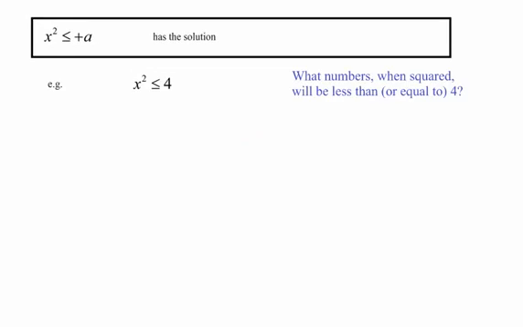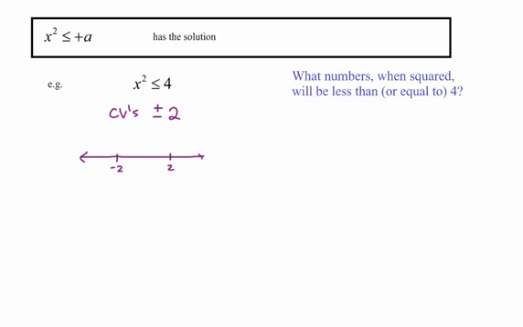Okay, let's look at the next one. Same idea. What are our critical values? Square root both sides: plus or minus 2. Plus or minus 2 is when x squared would equal 4. That's when the two sides would be equal to each other. So our critical values are plus or minus 2 again.